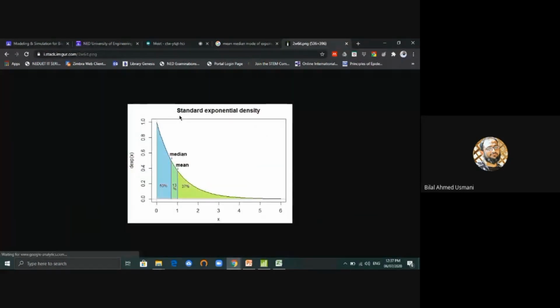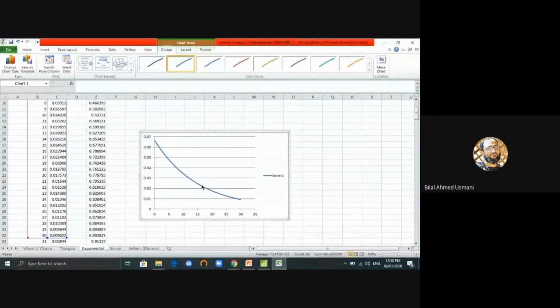So this is what I was talking about. The mean would occur somewhere over here. The median is the 50th percentile, so it will always occur at the 50%, and the mode will be a bit more towards the higher values. So the mean will always come somewhere over here.